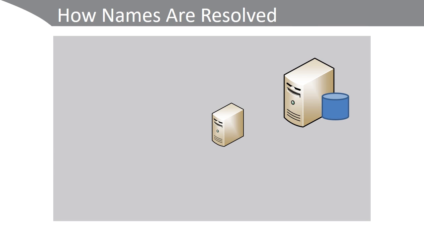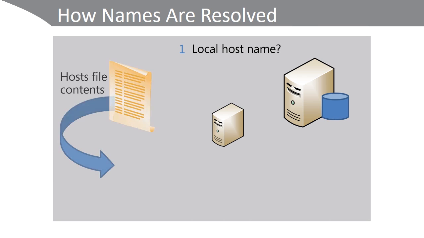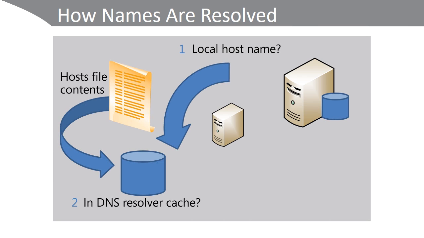When you attempt to resolve a name into an IP address, here's how it might work. The first thing that the local computer does is check to see if the name being queried is its own name, i.e. the local host name. Assuming that it's not, it checks the contents of the hosts file. This is a text file that resides in the System32 folder in Windows.